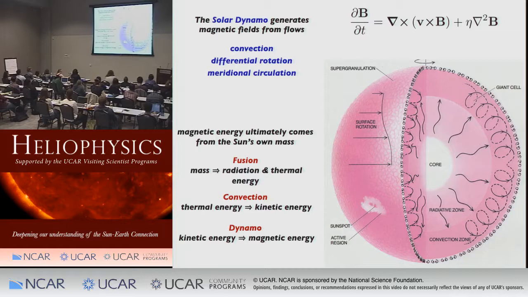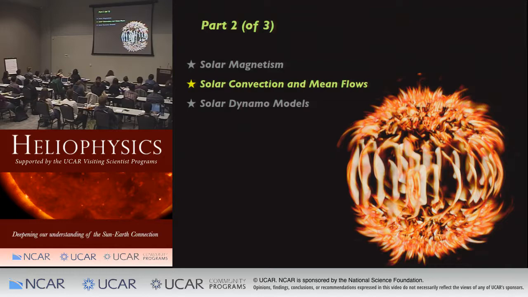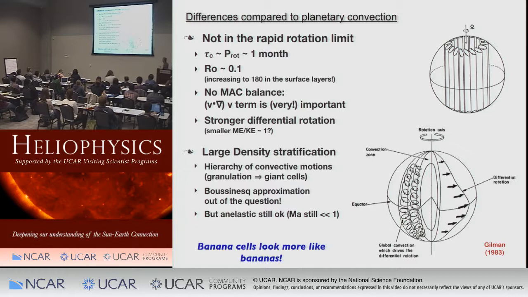So understanding solar convection and mean flows. So we talked about planets this morning. Some differences: these are not in the rapid rotation limit. If you look at the convective timescale of the deep sun, it's comparable to the rotation period. In the Earth, this was 500 years, this was one day. But here they're about the same. So it's probably not in that Mach balance. This nonlinear term, V dot grad V, is very important. You can't just neglect it.